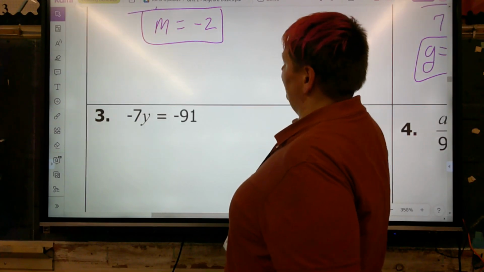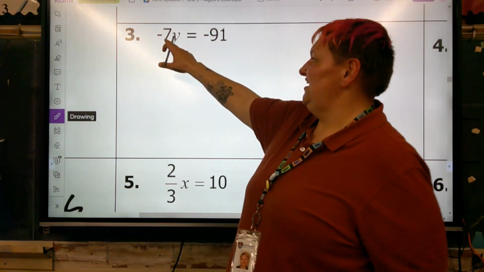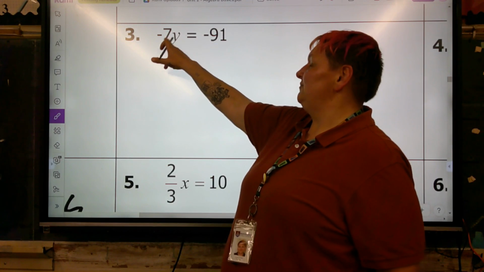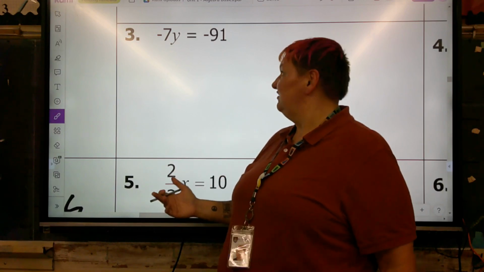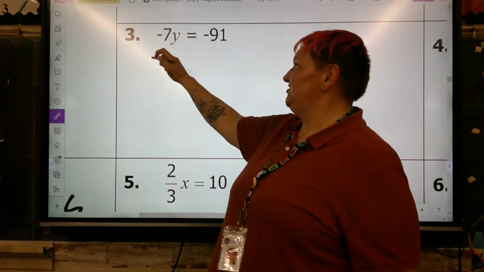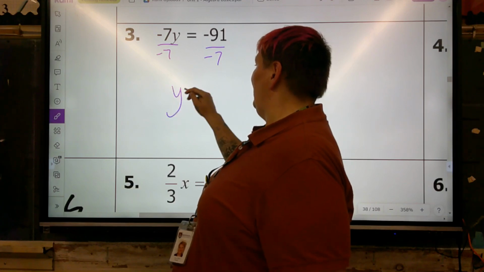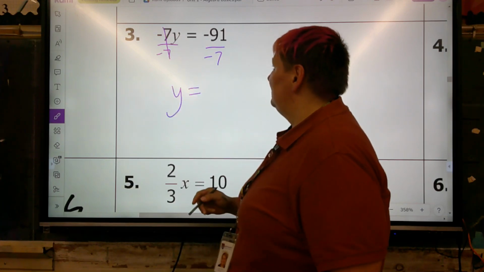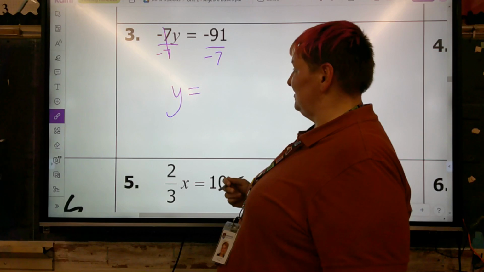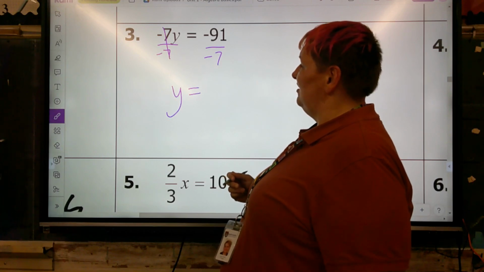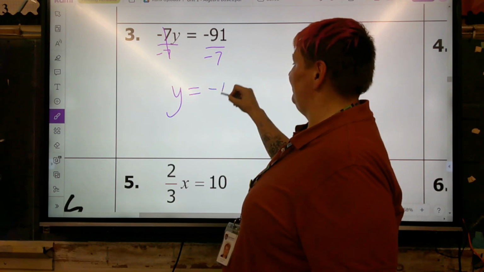Alright, these are your guided notes. Hopefully you're following along, you're getting the idea. Alright, this is negative 7 times y. Remember, when a coefficient and a variable are together, it implies multiplication. So the opposite of multiplication is divide. We're going to divide by negative 7. y equals 21? No, that's too much. 13? Yeah, 13. So negative 13.